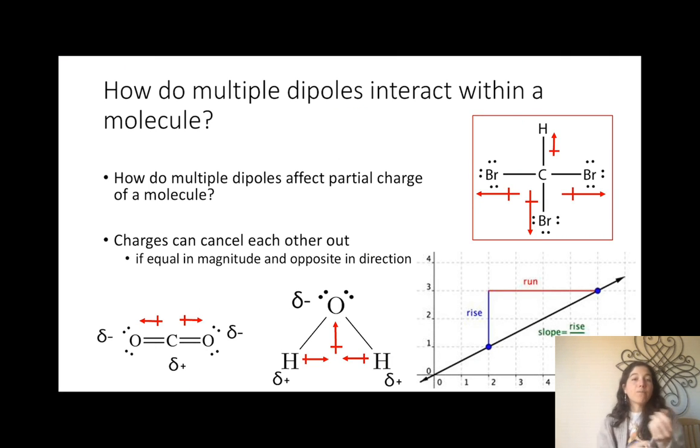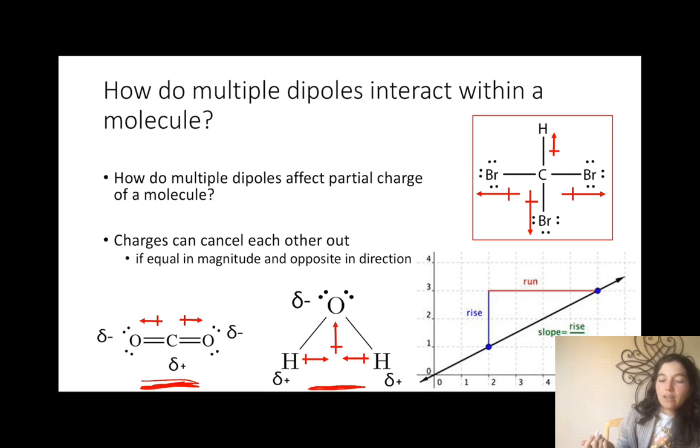So let's look a little further at this. How do multiple dipoles interact within a molecule? So how do multiple dipoles affect partial charge of a molecule? We kind of see that in our carbon dioxide here, and we had seen that in our water here as well. So charges, again, can cancel each other out. If they are equal in magnitude and opposite in direction, then they can cancel each other out. So they might be pointing both this way or both pointing this way, and they can cancel their direction.